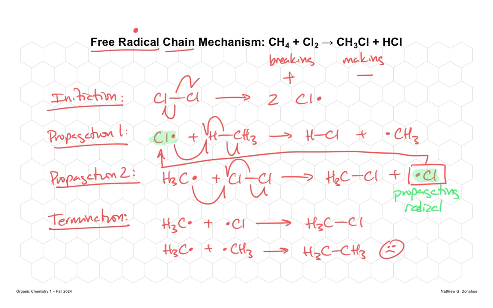Another termination step, for example, could be just the combination of two chlorines back to Cl2. So in general, termination steps are not productive in propagating the chain. Any questions before we start looking at the numbers for this?